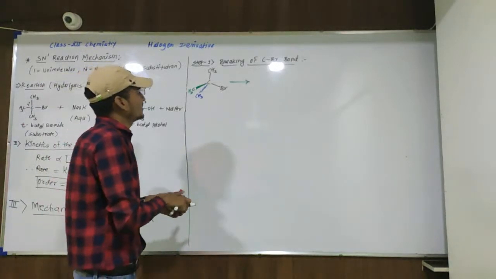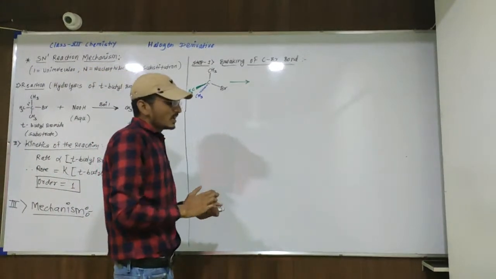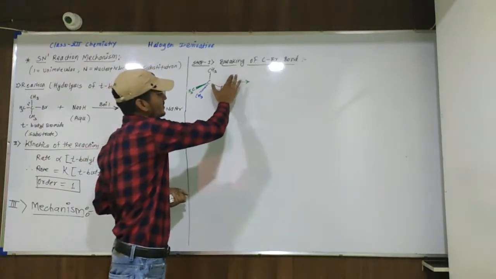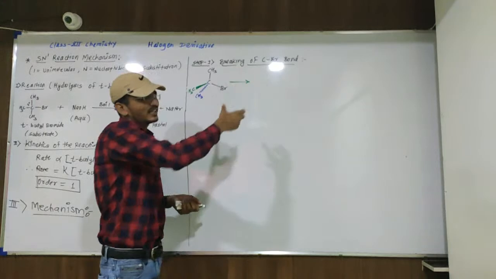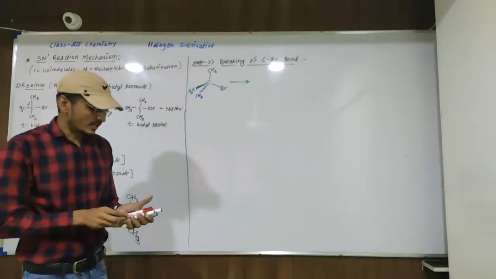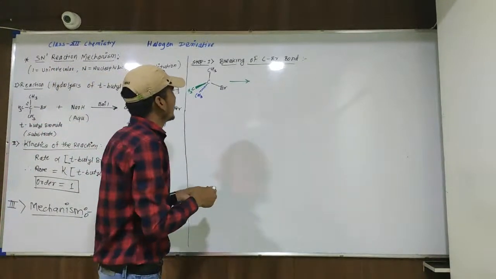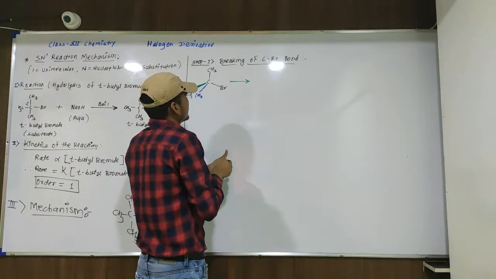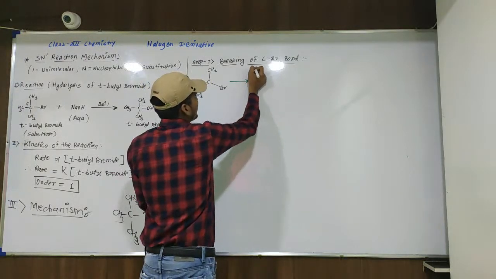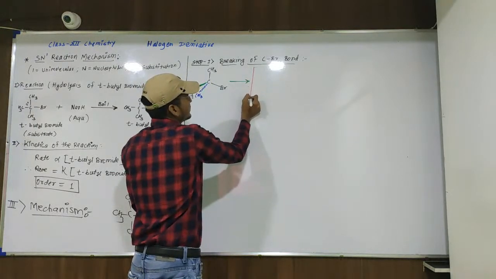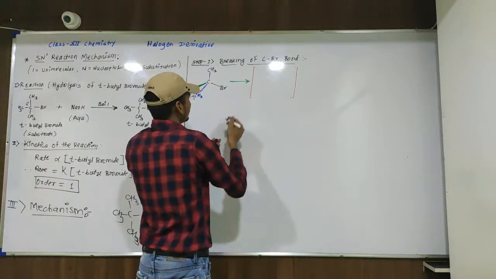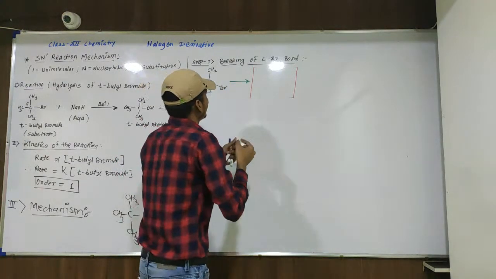So first we draw the transition state. That transition state requires some energy. The formation of the transition state requires some energy, and that energy is nothing but the activation energy. So we draw here the transition state. In the transition state there is a breaking of the C-Br bond. So I draw here the transition state.